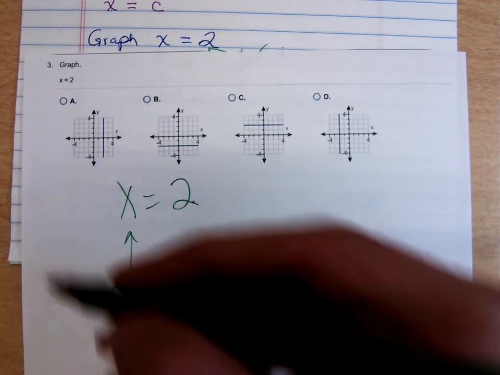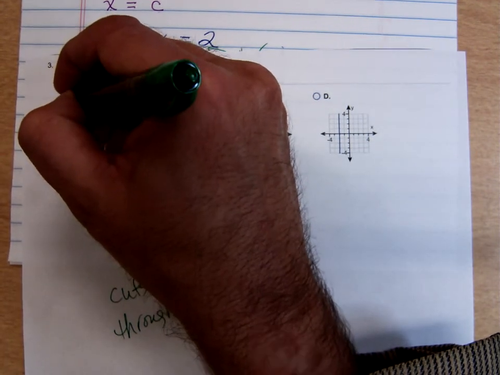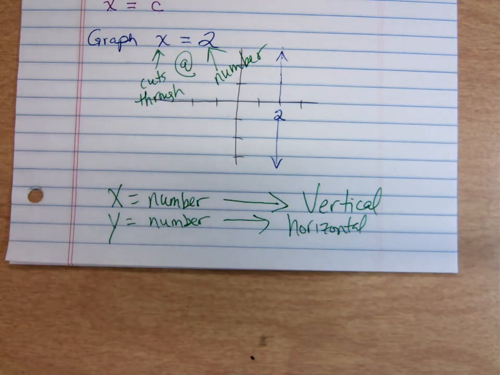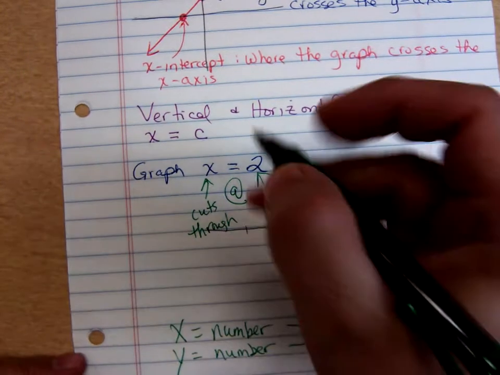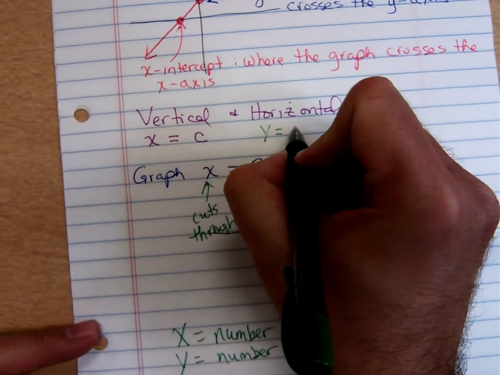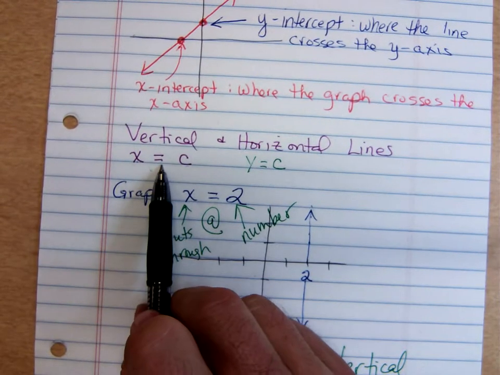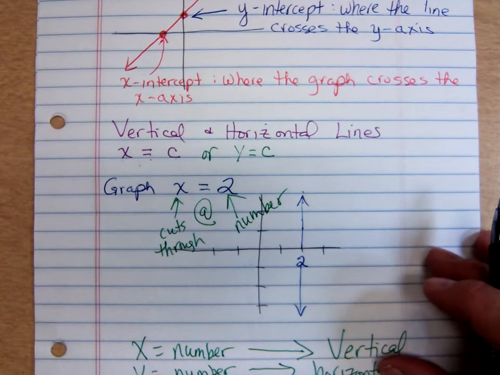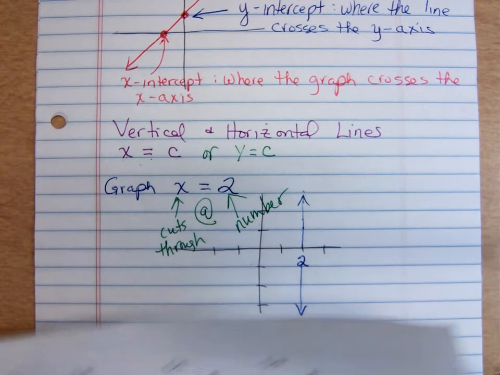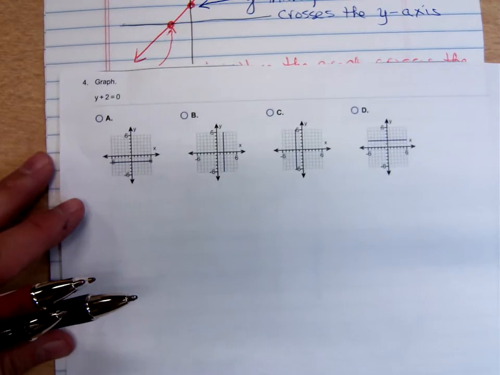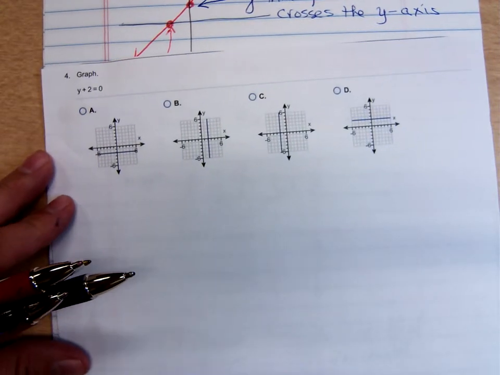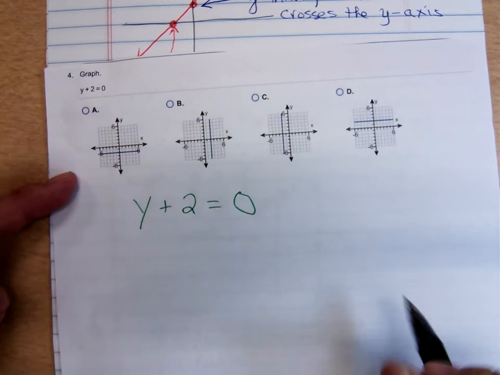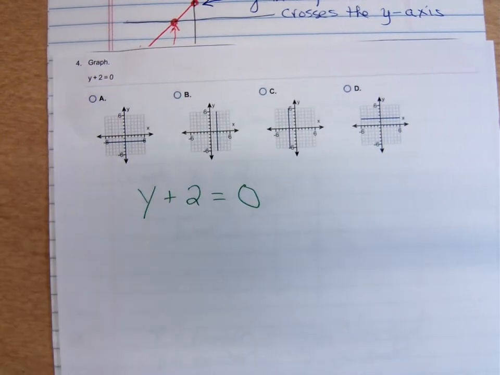A. Let's do one with a y in it, and I think it's a bit more involved. In order to graph a vertical or horizontal line, it has to be in the form x equals a number or y equals a number. The natural question is, suppose it isn't. Problem number 4, we're graphing y plus 2 equals 0. Graph y plus 2 equals 0.